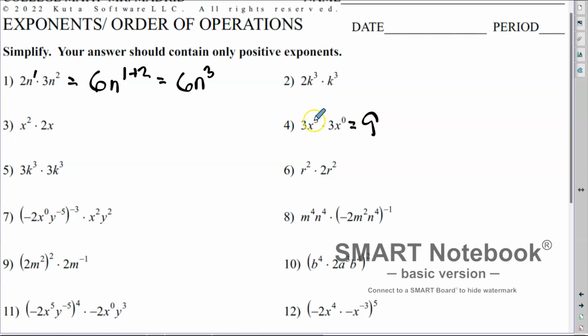Here we have x to the third times x to the 0. Again, all you do is add the exponents. Keep in mind, something you want in your notes, that anything to the 0 power is 1. So this is 3 times 1, so it's really just 3, but it can be written expanded like that. This is very nice to have in your notes. Just like this, we'll write it out here: n is the same as n to the first.